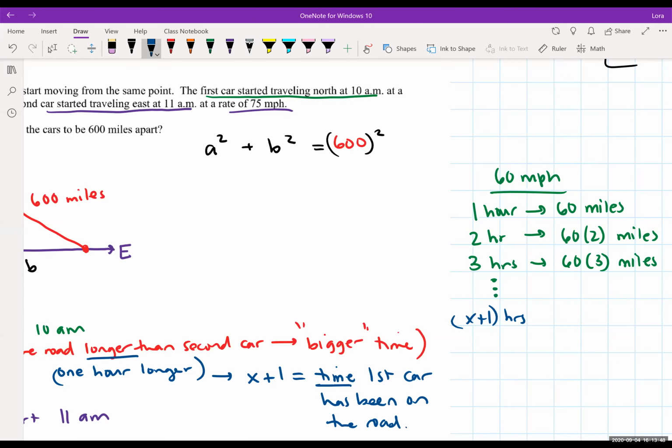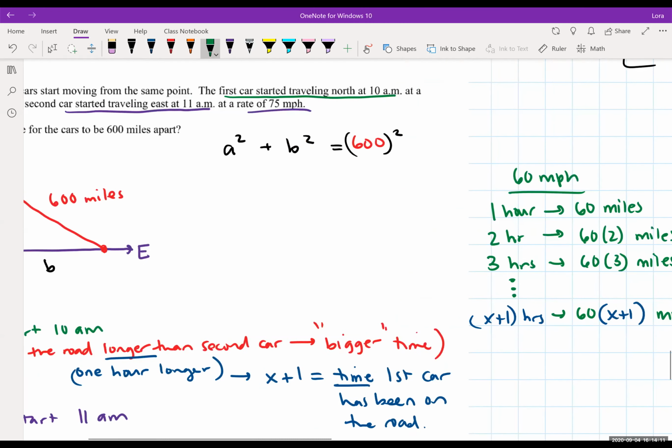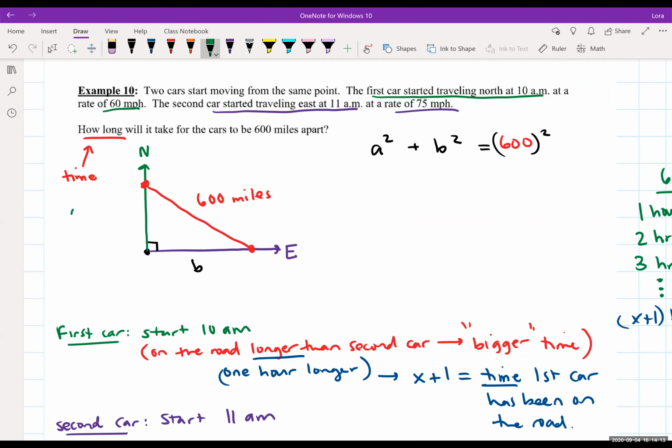Think about the pattern. In all cases, you've been on the road, you're multiplying it by however many hours, so 60 miles for each hour. And if your hours happen to be X plus 1, you actually have your distance: 60 times X plus 1 miles. So right away, I can label this A, which is actually 60 times X plus 1.